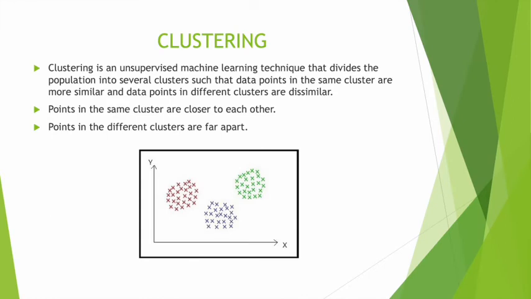Clustering is an unsupervised machine learning technique that divides the population into different clusters such that the data points in the same cluster are more similar and the data points in different clusters are not so similar. They are dissimilar. Points in the same cluster are very close to each other, whereas the points in different clusters are far apart.